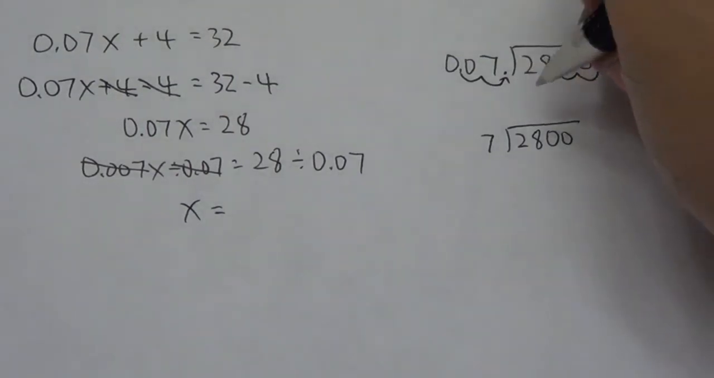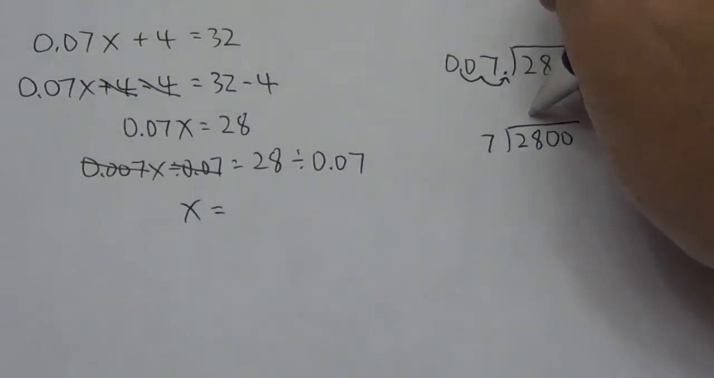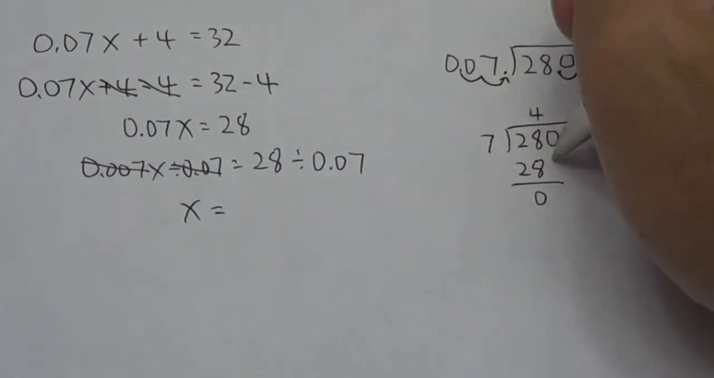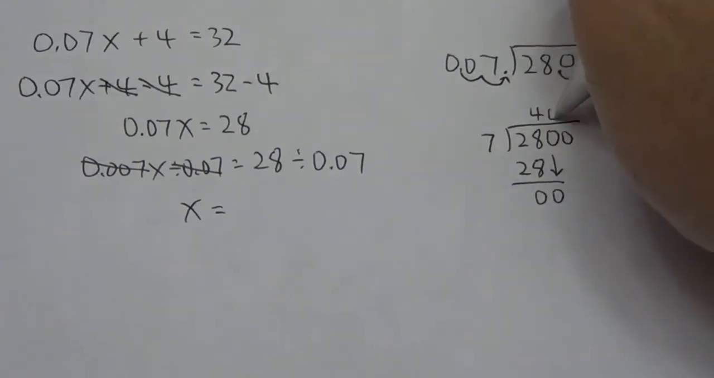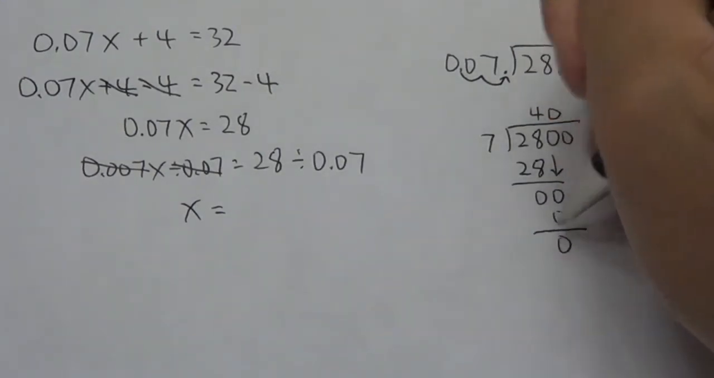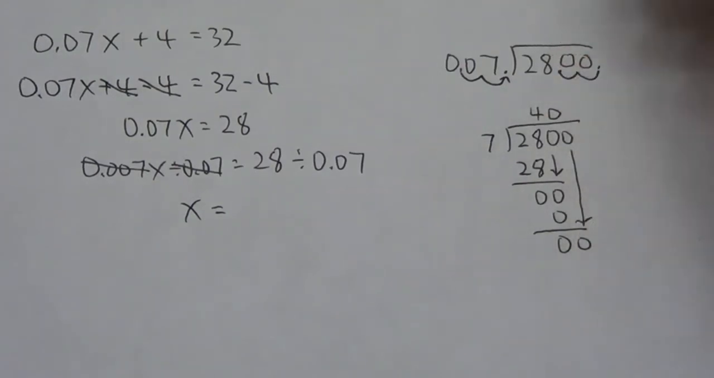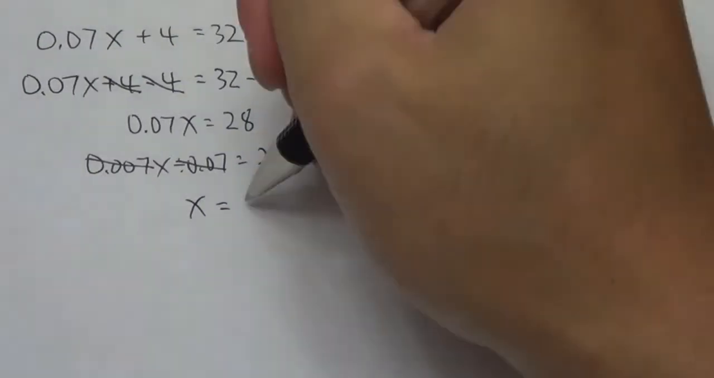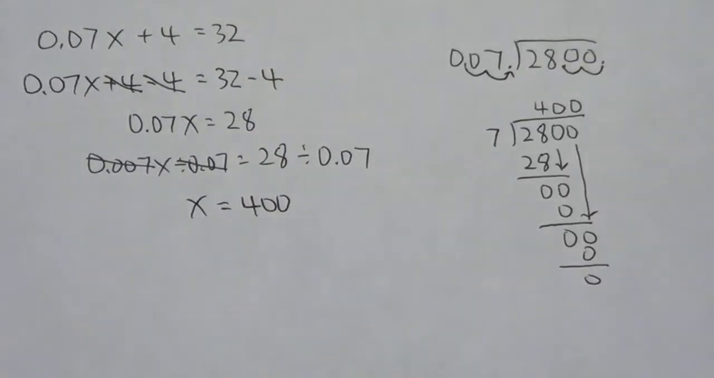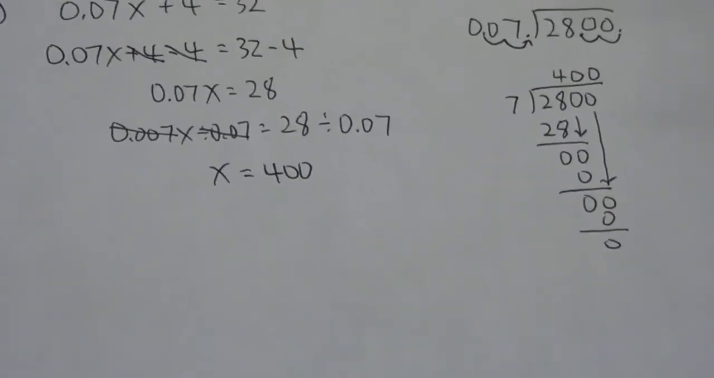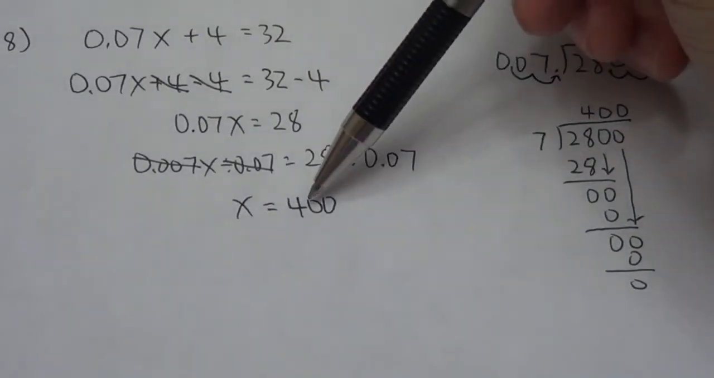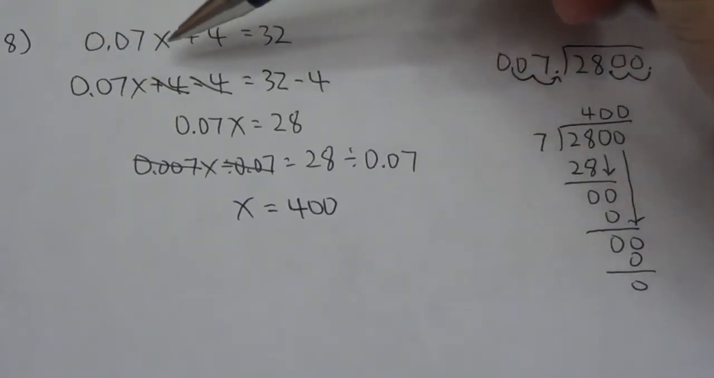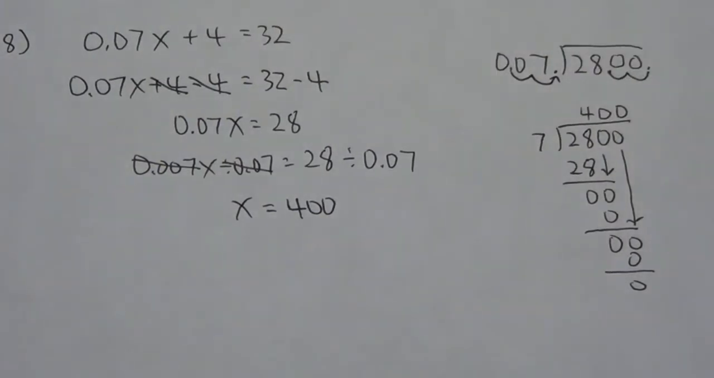Now I can go ahead and work it out. 4 times 7 will give me the 28. Bring down the 0, 0, bring down the last 0. 400 is my answer. And a good idea would be to plug the 400 into the x in the original equation and see if it comes out to 32.